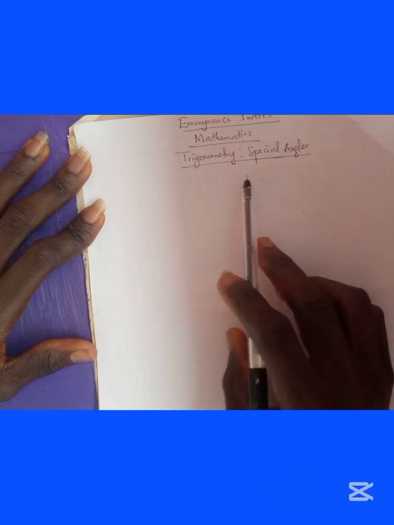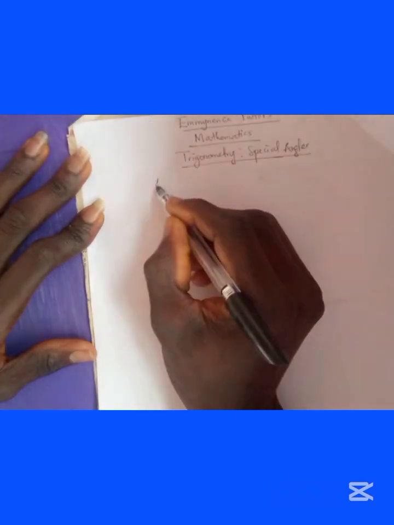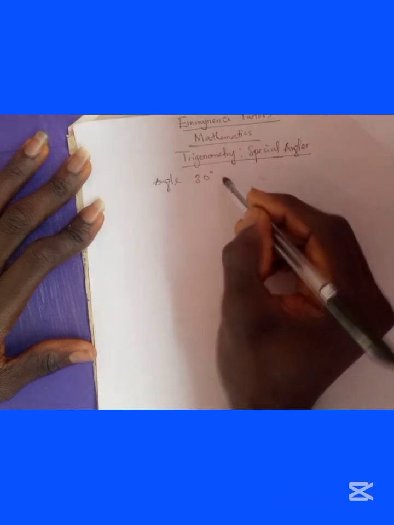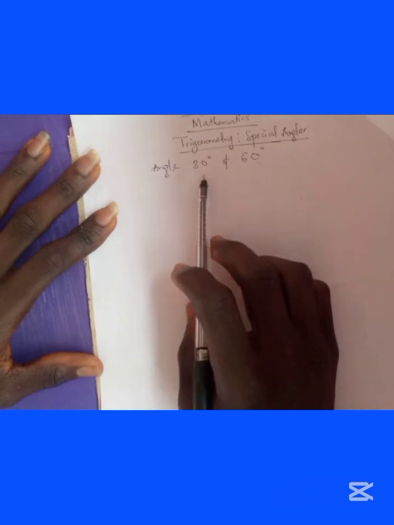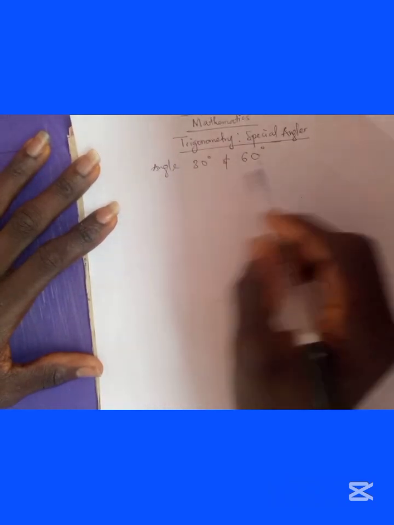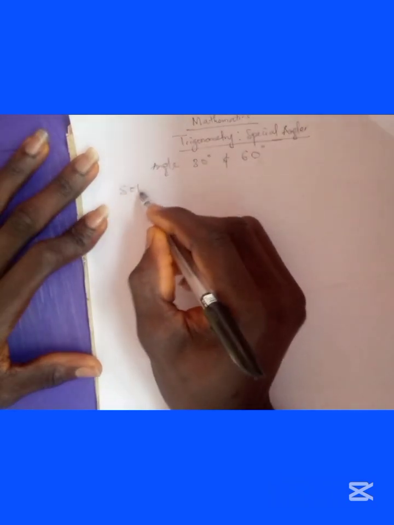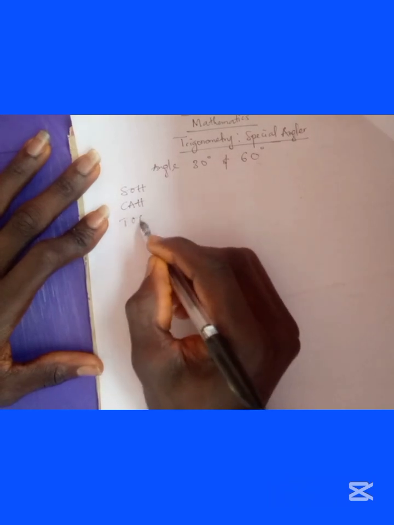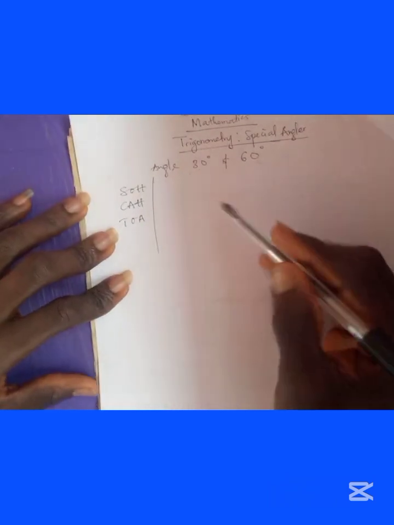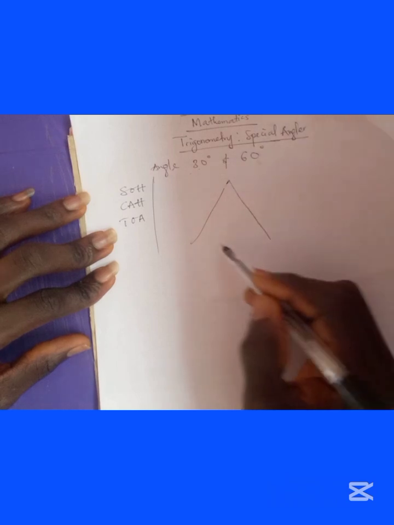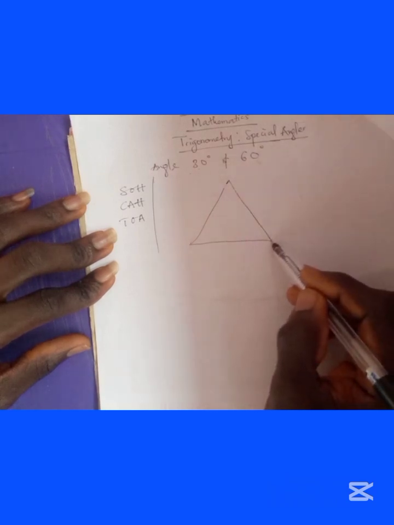So we are going to look at how to derive the trig ratio for the angle 30 degrees and the angle 60 degrees. At the end of this video, we'll know how to derive the trig ratio. When I talk about trig ratio, I'm talking about the sine, cosine, and the tangent for angle 30 and angle 60. So now, using an equilateral triangle, consider we have an equilateral triangle.